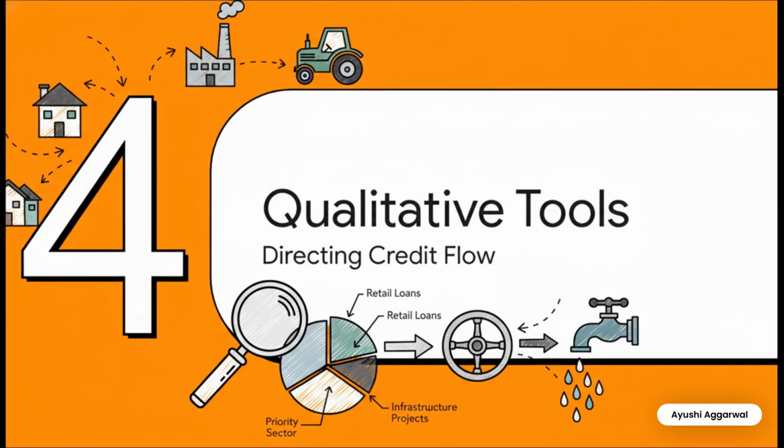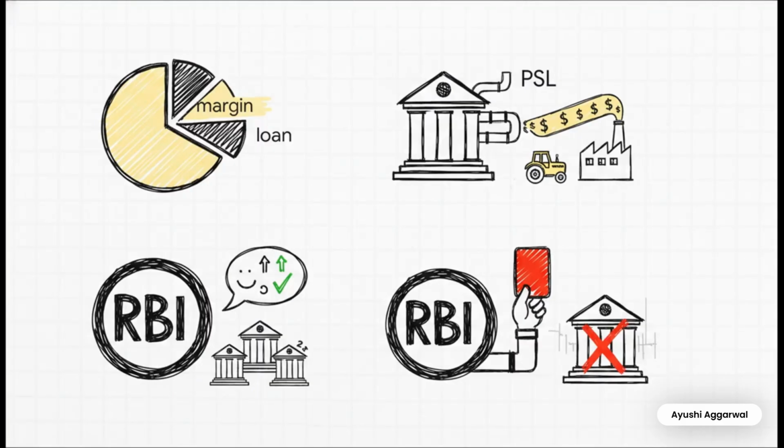Okay, so we've spent a lot of time on tools that control the total amount of money. Now let's switch gears and look at the qualitative tools. The goal here isn't about the total volume of money, but about guiding where that money goes, which sectors of the economy get the loans. Here are the main ones you need to know.